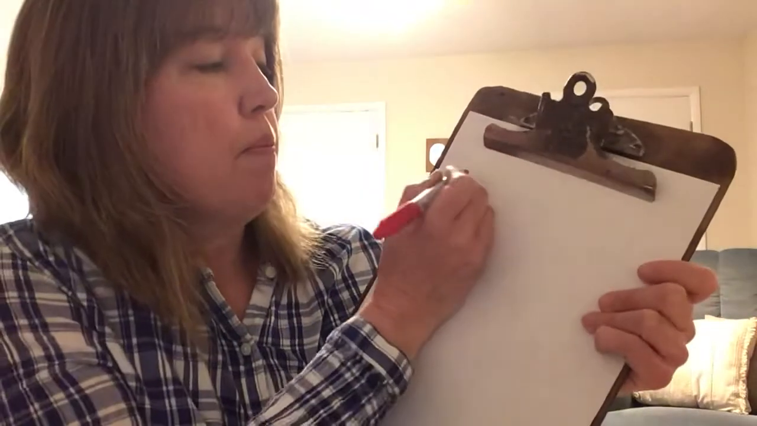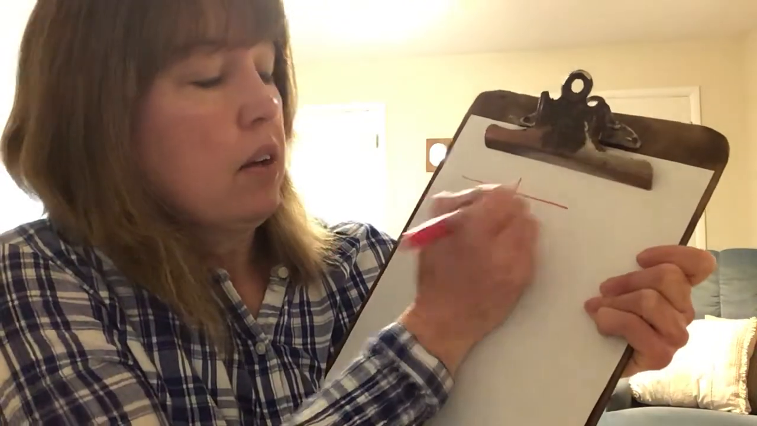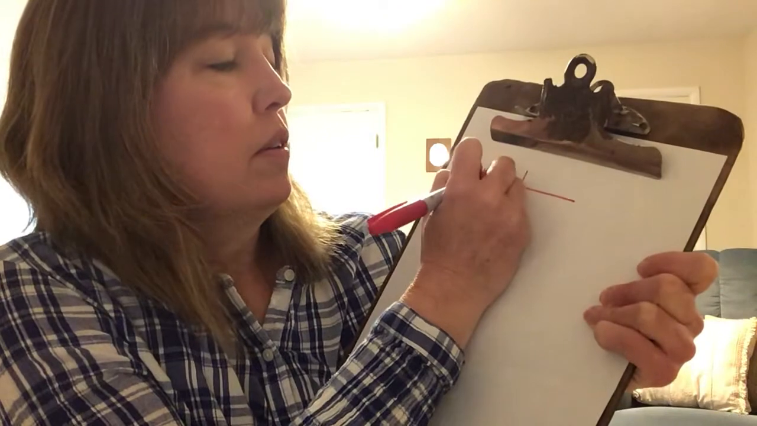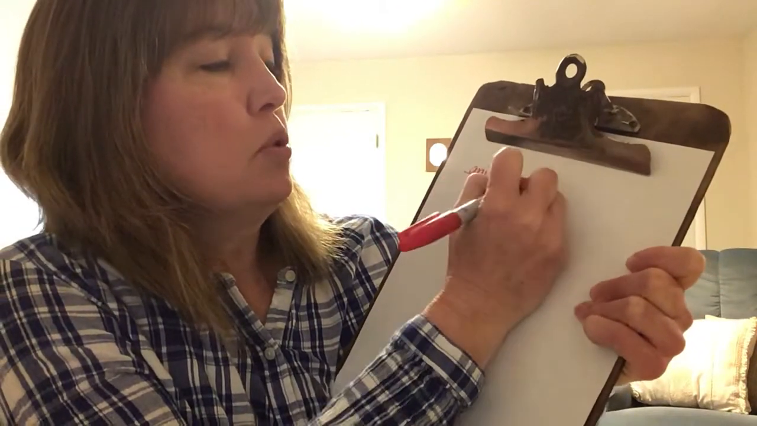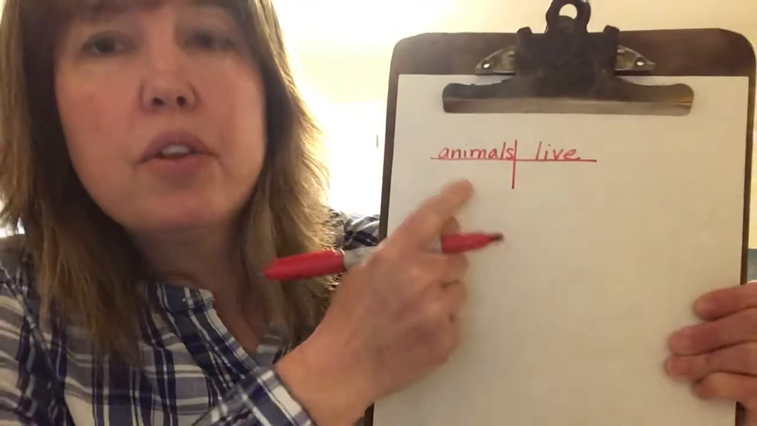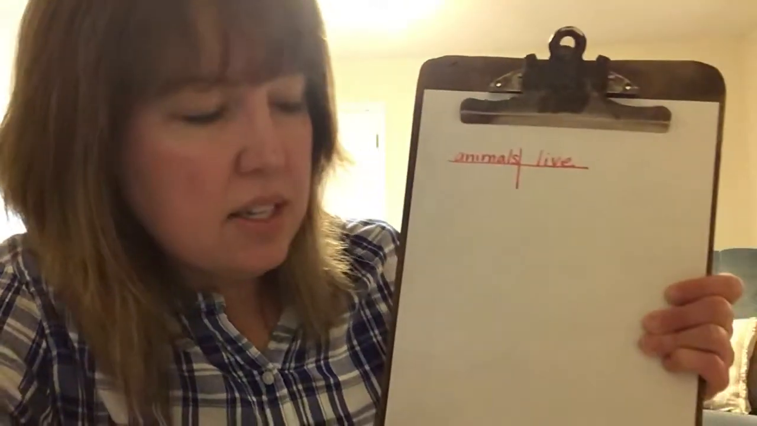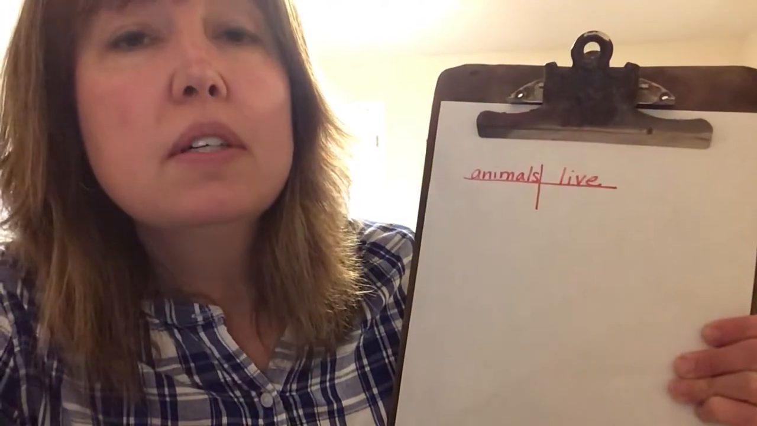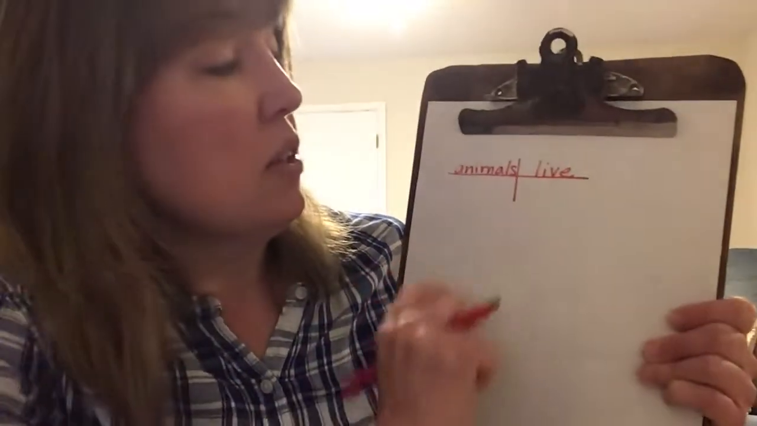Animals is our subject, so underline animals. And live is our verb, so underline that twice. So let's go ahead and diagram our subject, animals, live. Now, are there any adjectives in this sentence that we need to use to describe any of these words?